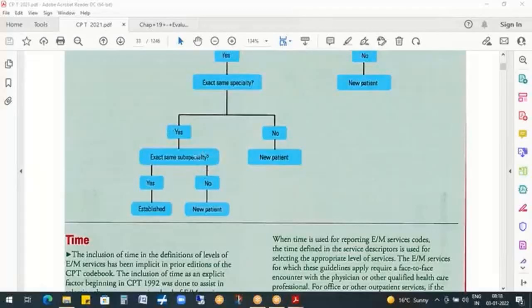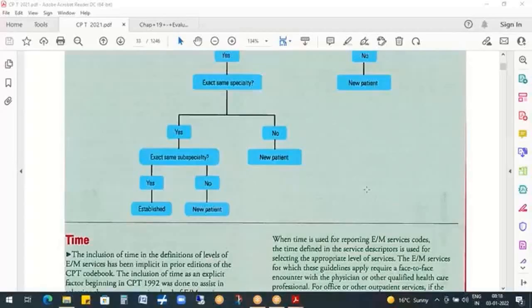Exactly the same subspecialty. That means previously I went for a cervicothoracic physician. Now also I am going with the same physician. Yes, then I will become established. If I said no, I will become a new patient.